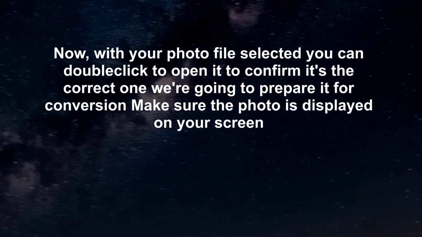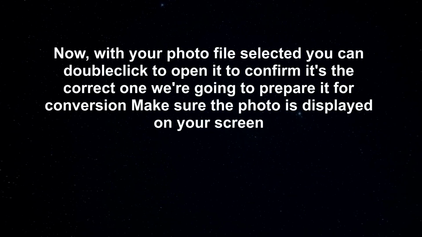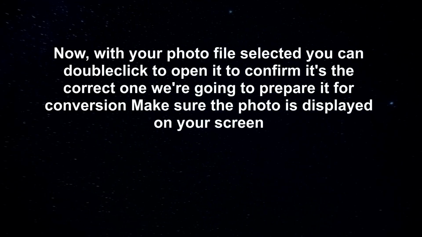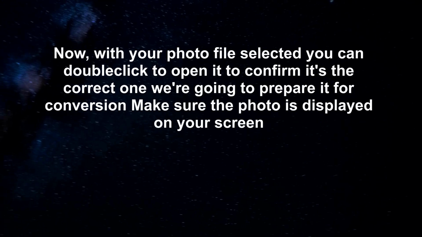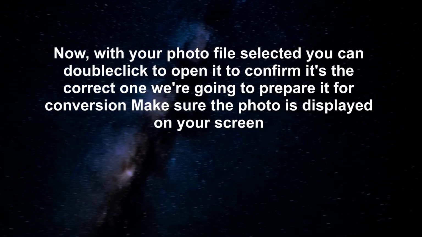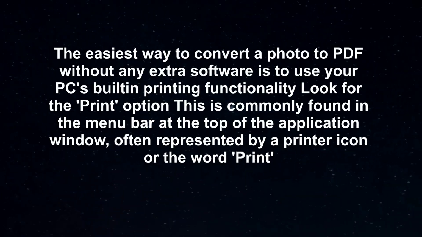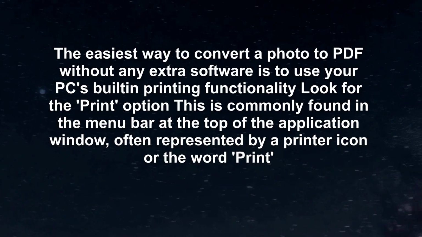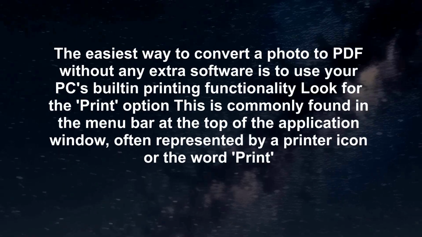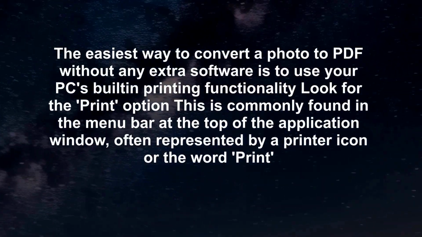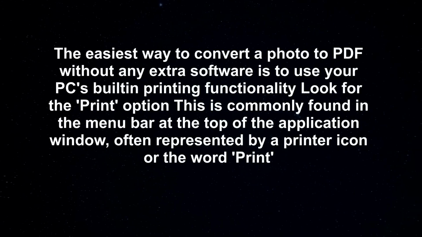Now, with your photo file selected, you can double-click to open it to confirm it's the correct one. We're going to prepare it for conversion. Make sure the photo is displayed on your screen. The easiest way to convert a photo to PDF without any extra software is to use your PC's built-in printing functionality. Look for the Print option.